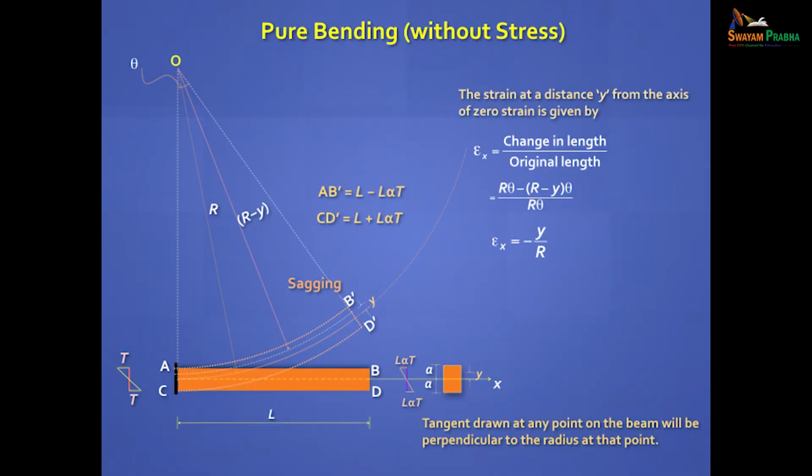But the definition is the same, change in length by the original length. And the other thing you see is epsilon in the x direction is proportional to y. So it's a linear strain profile. You can see it matches, so this is your linear variation in elongations and contractions. So we've already seen this. Now if you substitute the values here, y becomes a, and at this location we already know that the change in length is L alpha t, right? So from this you get the simple proof.